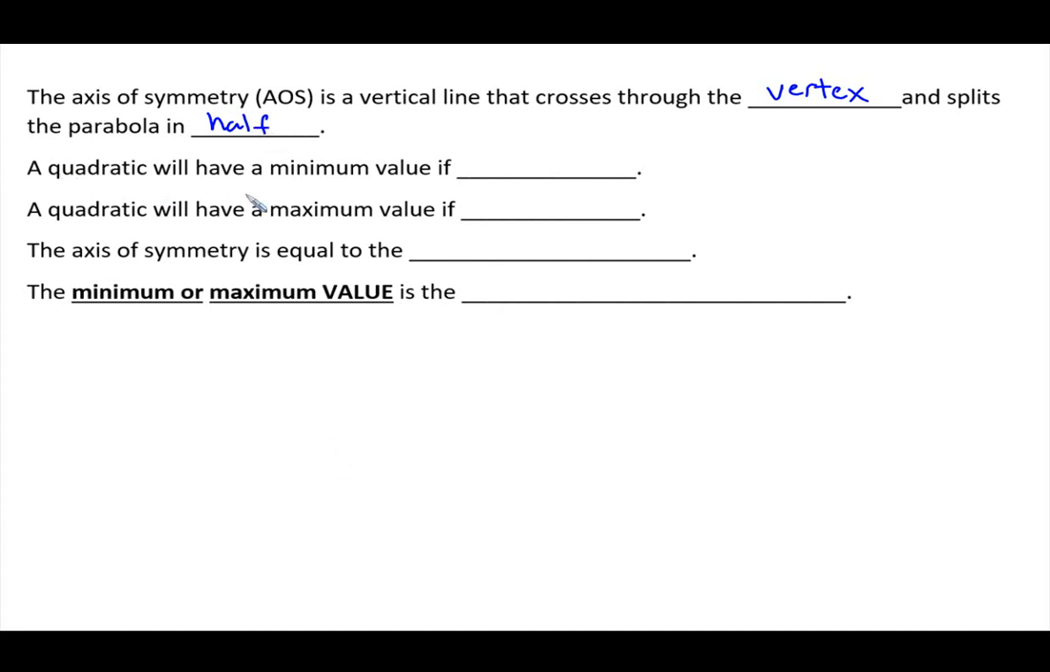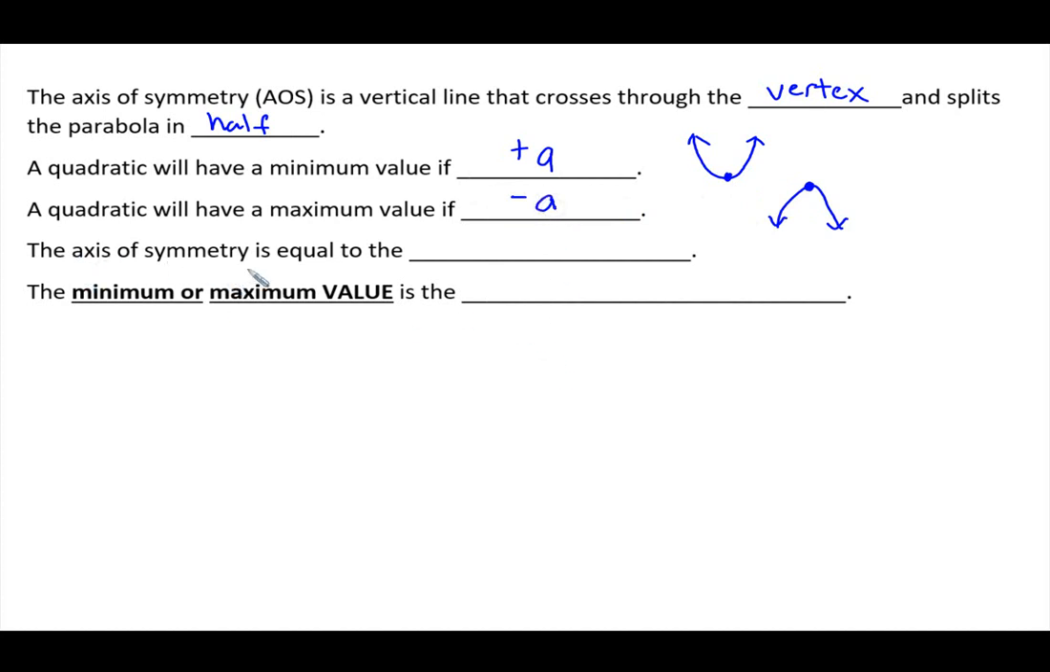A quadratic will have a minimum value when the vertex is the lowest. So when does a parabola look like this? That's when a is positive. A quadratic will have a maximum value. The vertex will be the highest when it's upside down. And what makes it upside down? When there's a reflection in the x-axis. So that's when a is negative.